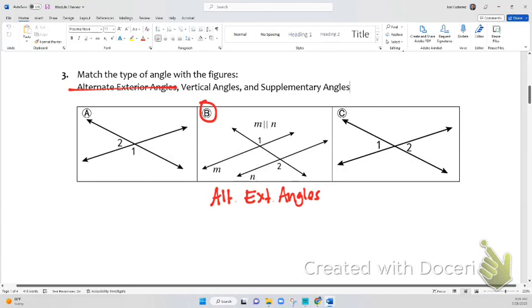The second one is called vertical angles. Vertical angles are angles that are non-adjacent to each other. They're angles that are across from each other. So when I look at this, I'm left with A and C. And the ones directly across from each other that are non-adjacent is going to be letter C. So this one we're going to call vertical angles, which means that the only one we have left are supplementary angles. And in case you need to go back and look on your notes, supplementary angles are angles that are adjacent, which means right next to each other, that add up to 180 degrees.